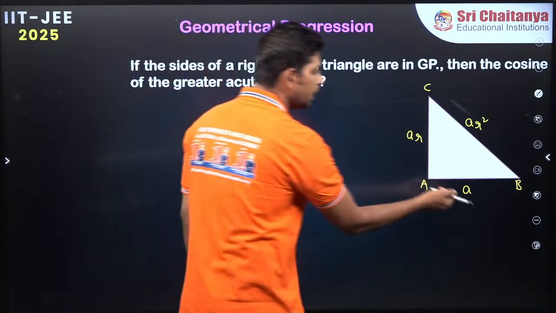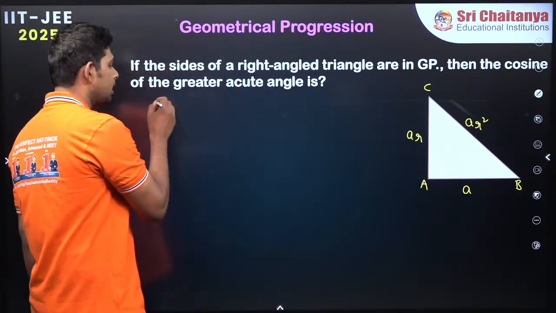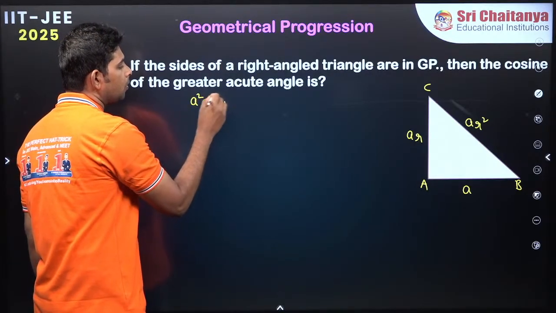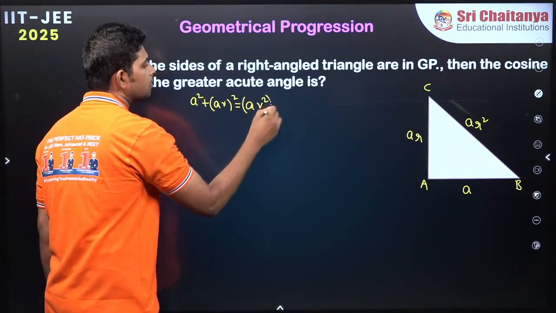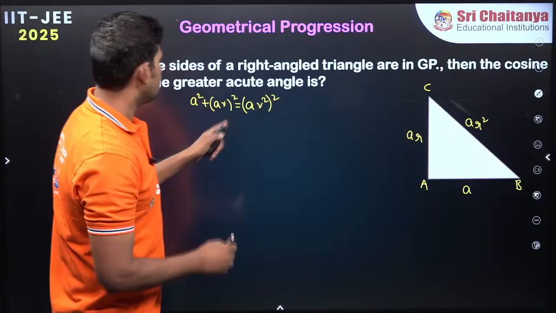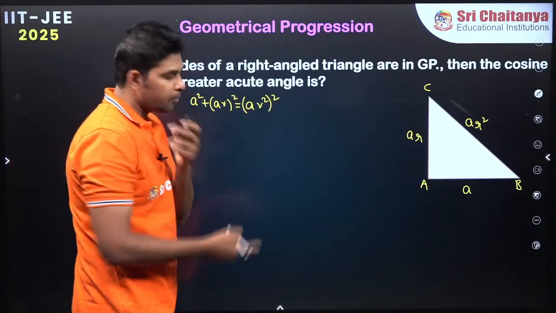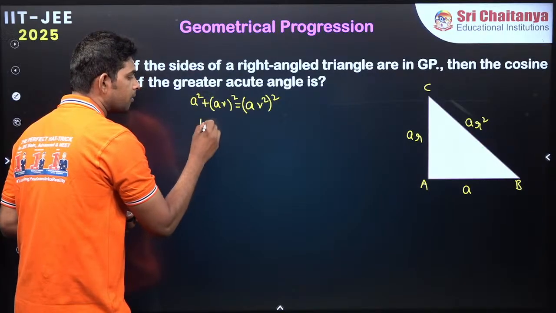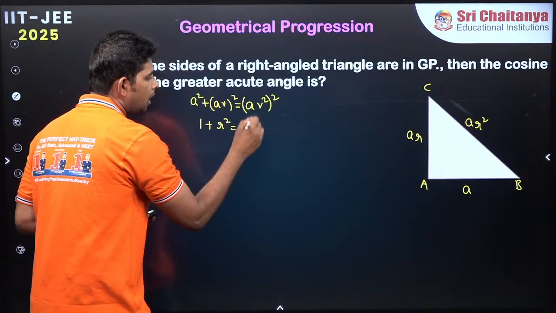Now here, a, a r, a r square are the right angle triangle sides, then we can simply write down a square plus a r whole square is equal to a r square whole square, because it is following the Pythagorean theorem. So that is side square is equal to hypotenuse square. On simplification you can see that a square is getting cancelled. What are we left with? 1 plus r square is equal to r power 4.